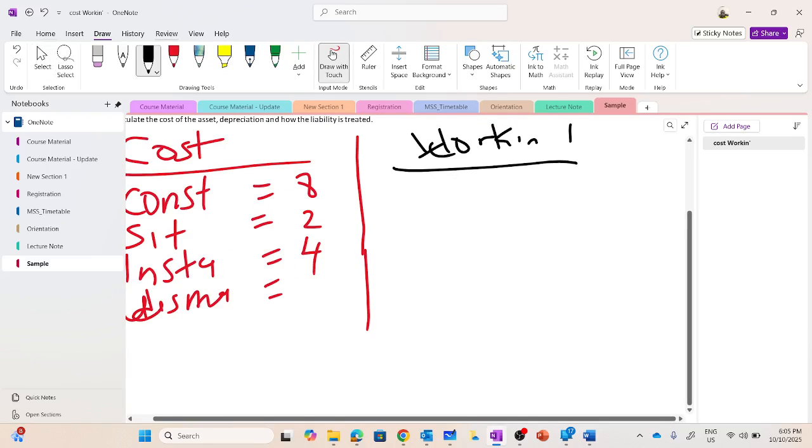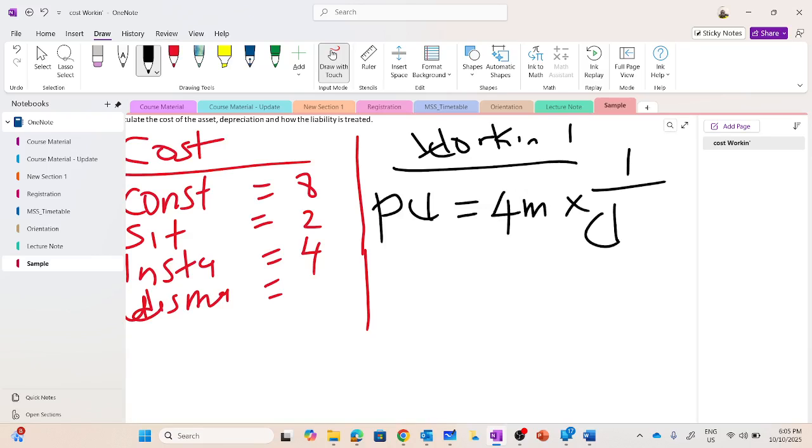So when we are talking about dismantle cost, we need to discount the 4 million we are going to pay in year 10 to present value. What will be the value of the 4 million in 10 years' time? What will be the current value as of now? So now we are going to calculate the present value, which equals the future value, the 4 million, times the discount factor, 1 over (1 plus r) raised to the power n.